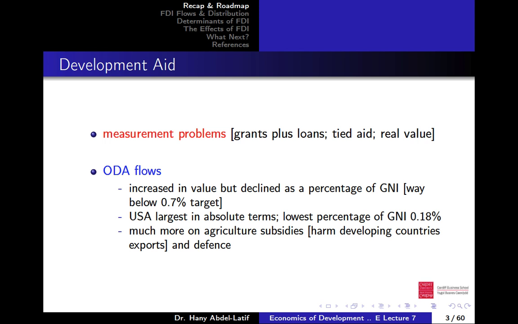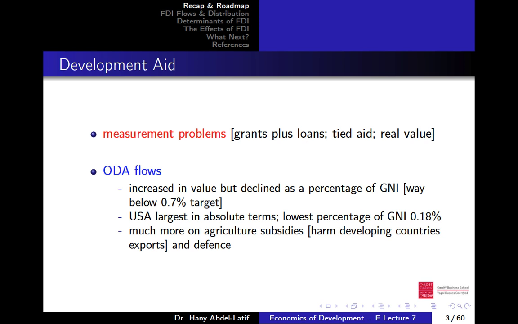Tied aid: some development aid could be tied maybe to a specific project or to importing products from the donor country, etc. Also, we highlighted the importance of looking at real value rather than the nominal value of foreign aid. Then we focused the discussion only on ODA, or official development assistance.